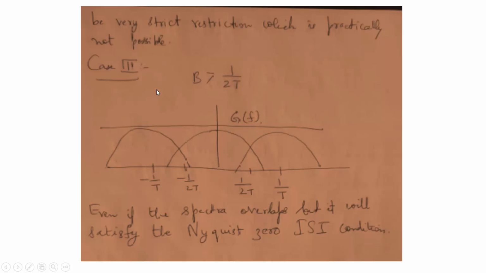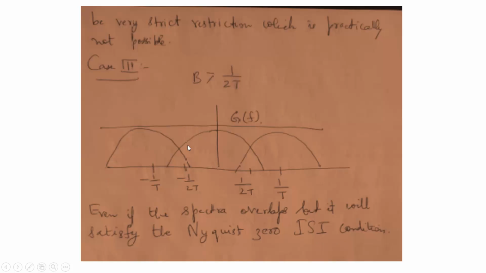Now what is the third case? When B is greater than 1 by 2T. What is B? B is the bandwidth of the pulse that we are choosing. We are band limiting the pulse, and when B is greater than 1 by 2T, that means the spectra are overlapping with each other. Now if you do the summation of the spectra, you can achieve a constant result after summation of all the spectra. Even if the spectra overlap, it will satisfy the Nyquist 0 ISI condition.